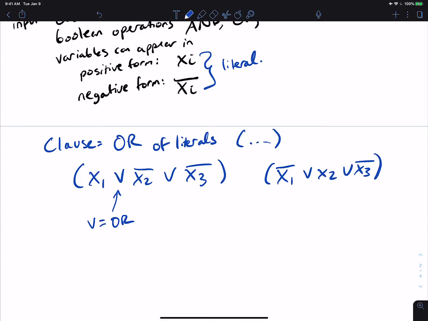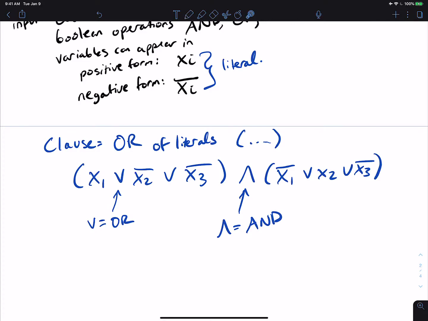Nothing special there, but we're going to connect them. And how are we going to connect them? We're going to put an AND in between clauses. The wedge here, not the v, the wedge, is the AND operation.